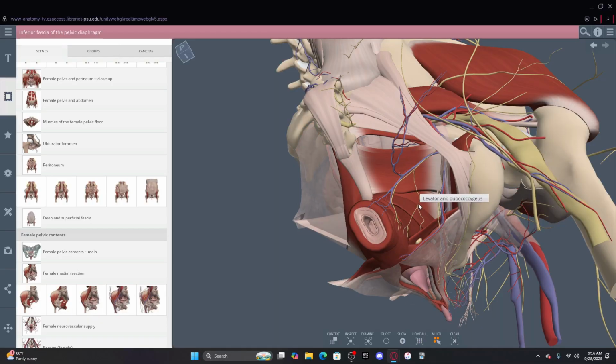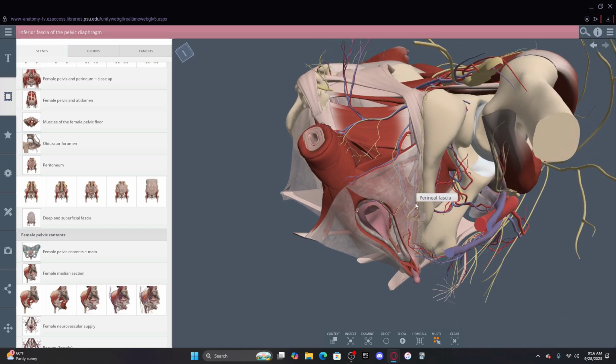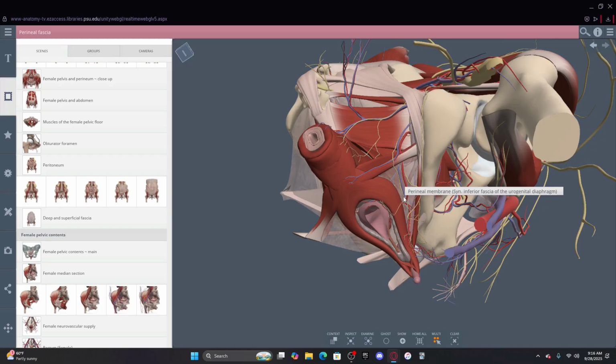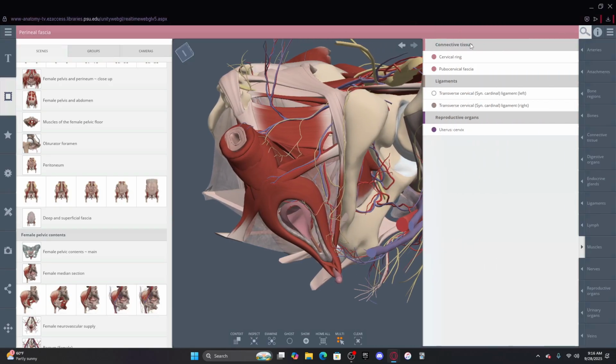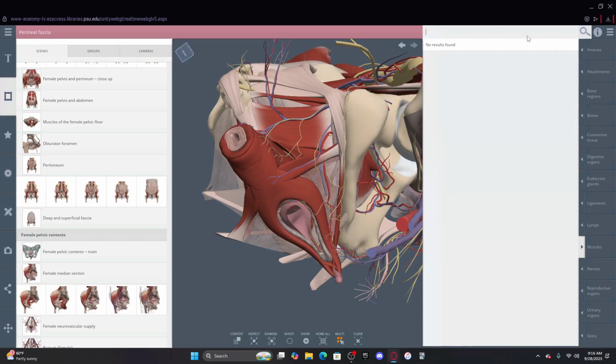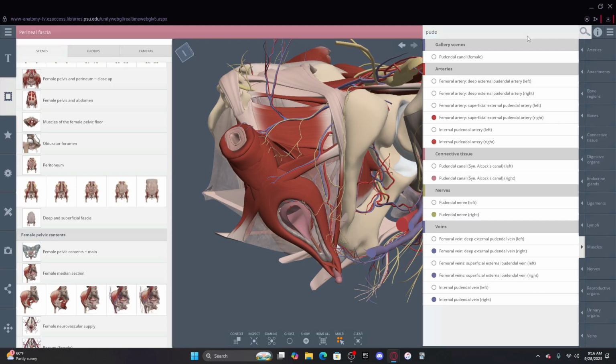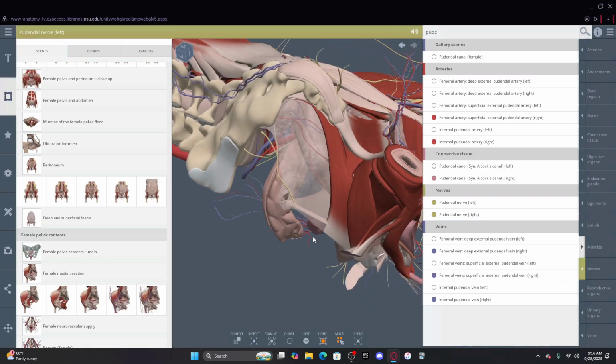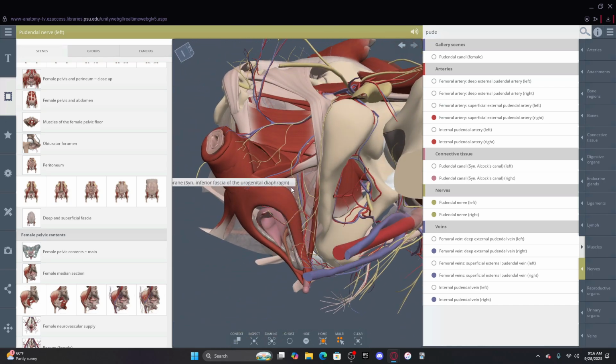Let's remove this. Let me try to find it here. Let me actually search for it because I did not identify this previously. Pudendal nerve, right, left. Okay, right. So we can see. Okay, there it is.